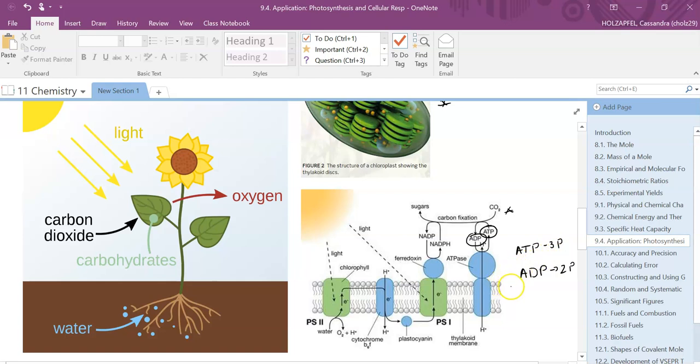So plants actually do respire as well, because during the nighttime when they don't have access to sunlight, they have to get the energy from somewhere, so they're able to get it from the sugars that they have stored in their cells.